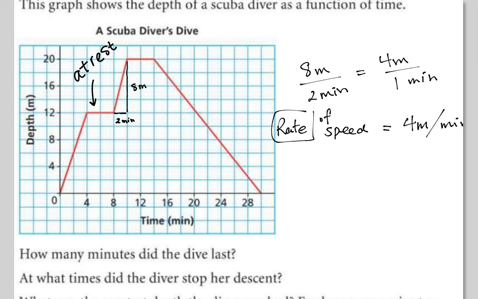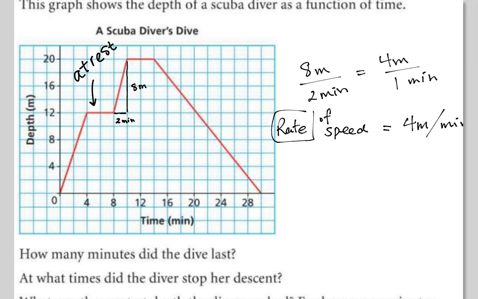So which one was faster, this first interval or this second interval? The second one's faster. I don't know if you can see this, but what that means is this line right here should be a little bit steeper than that line. It's really close, but this one should be a little bit steeper.